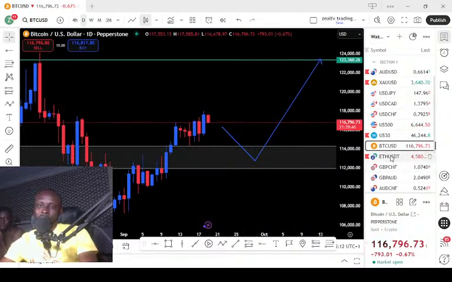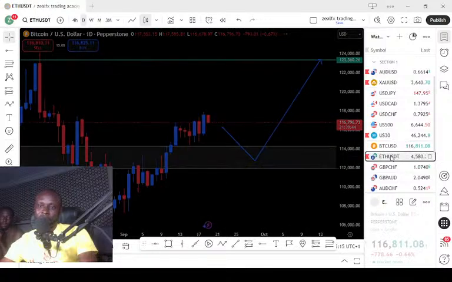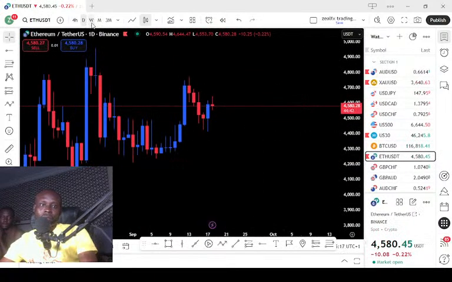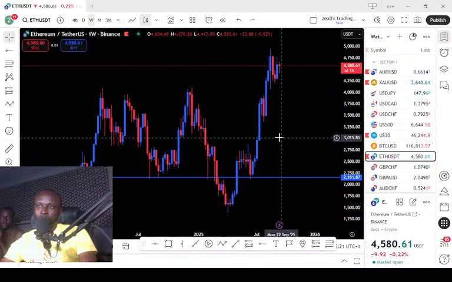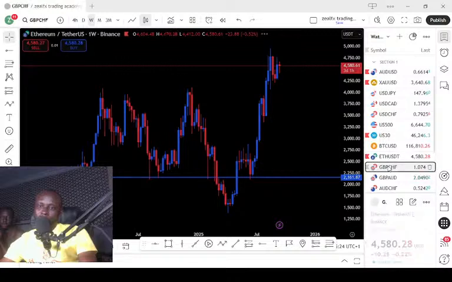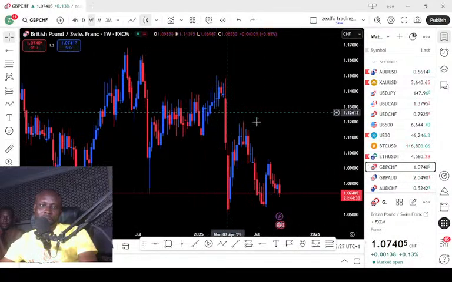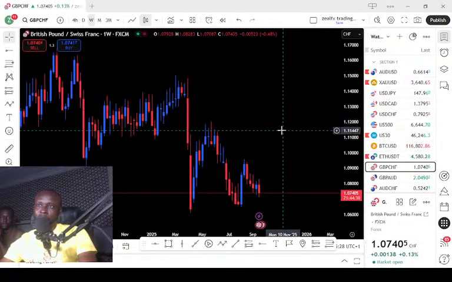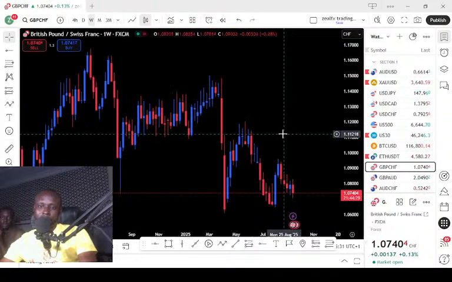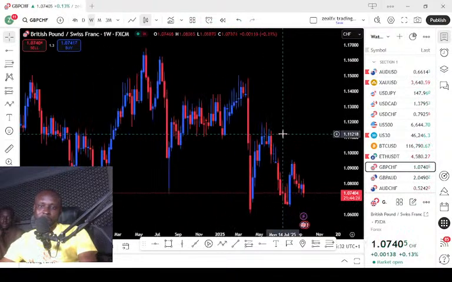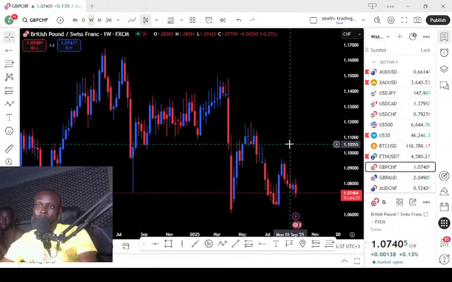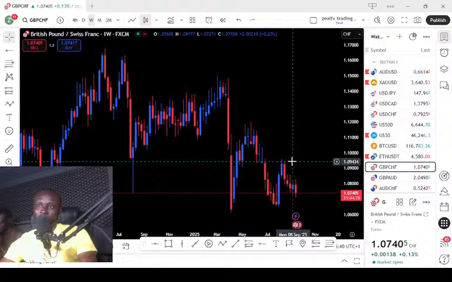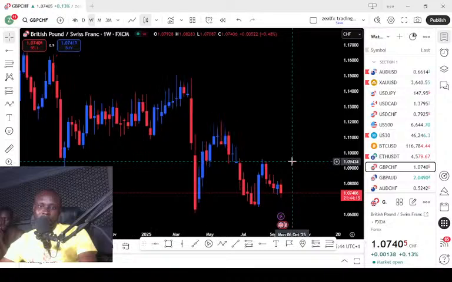So let's look at the next pair, which is Ethereum. Ethereum still remains bullish on the weekly chart. So look for more buying opportunity for the Ethereum. So let's go to currency pair. We're looking at this pound CHF. Pound CHF on the weekly chart still remains in a downtrend. We can see that we have a downtrend structure. We have a series of lower highs, which indicates more bearish for the pound CHF. So we're expecting price to push lower for the pound CHF this month.